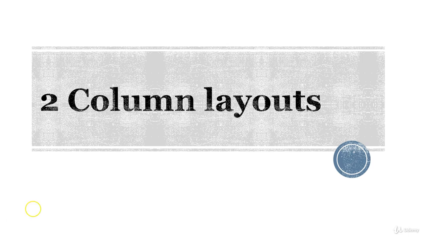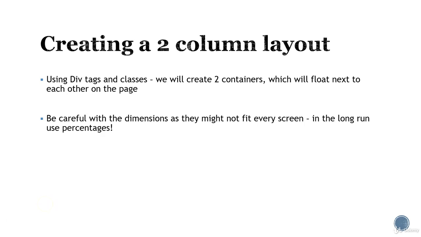The two-column layout, at its most basic, we're going to have div classes, and we're going to create two div classes, one called column 1 and one called column 2. And we're going to float them next to each other on the page, and they will look like two columns.